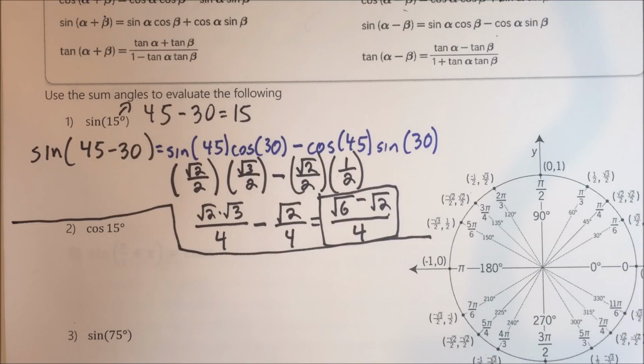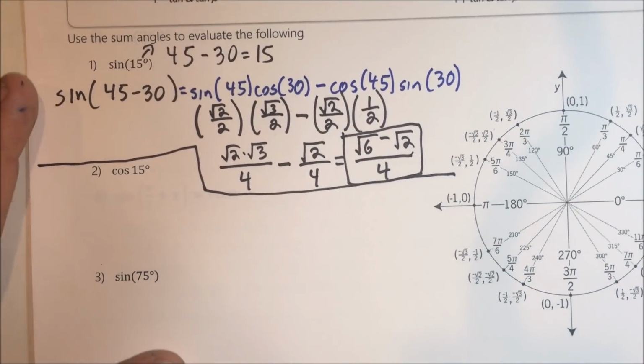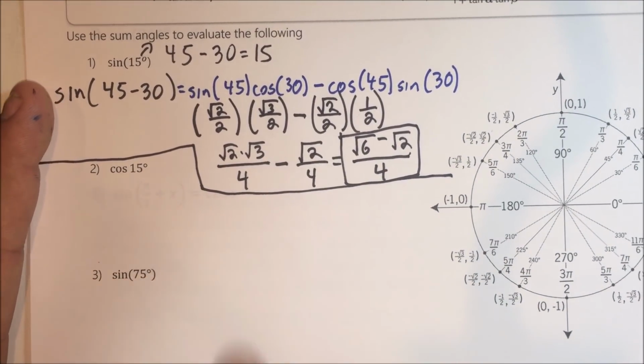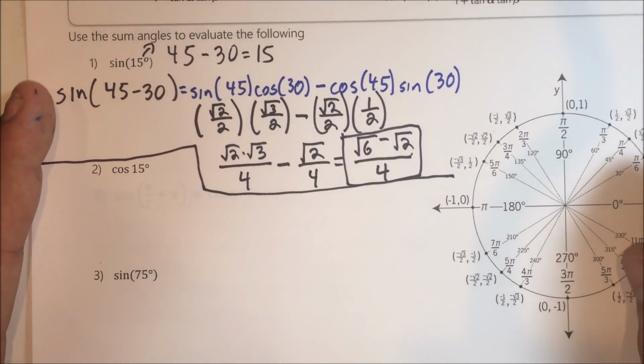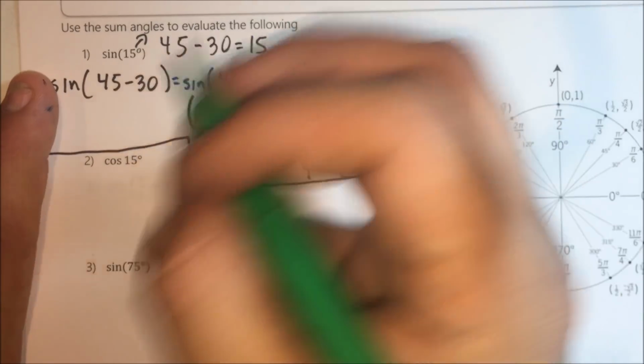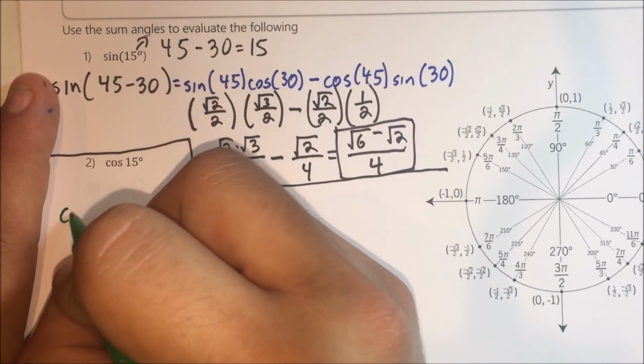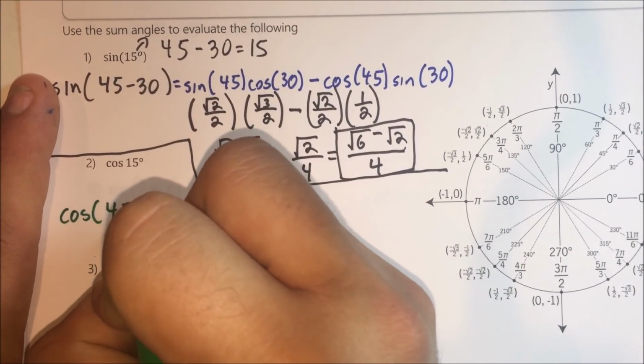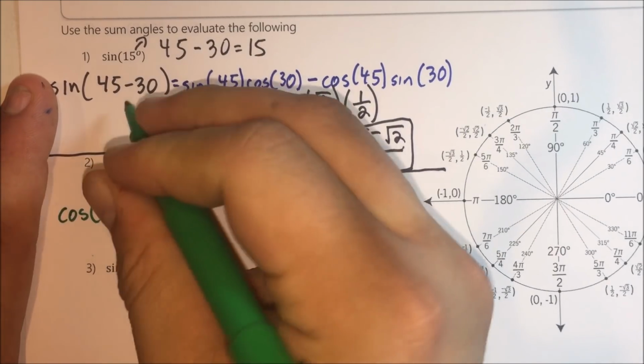All right, let's keep going. Let's do another one together. So this time we'll do the cosine of 15 degrees. We're going to do the same thing but with cosine of 15 degrees. Now we already know cosine is just, we can change that to 45 minus 30 like we did up here.